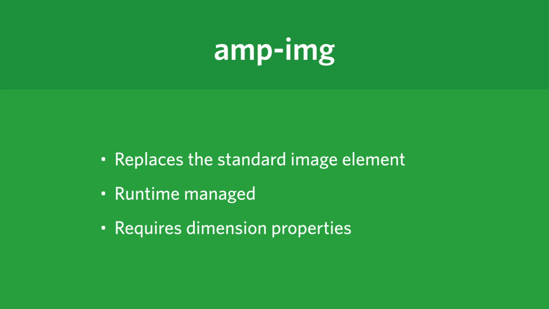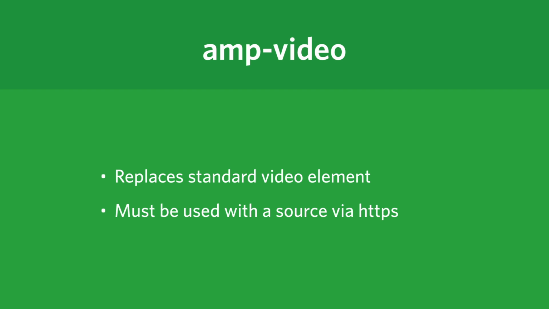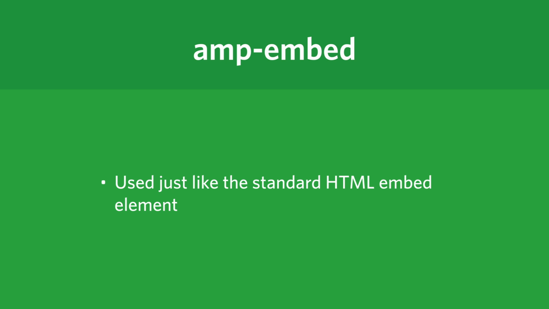If you use the AMP image element without specifying the dimensions, then AMP will suppress the image completely and it will not be rendered as part of the AMP powered page. The next one is AMP video, and this replaces the video element that you'd use to embed video right in your page. You can use it exactly as you'd use the video, except that the source of the video must be HTTPS. And then AMP embed. AMP embed is used to embed elements on the page just like the embed element would.